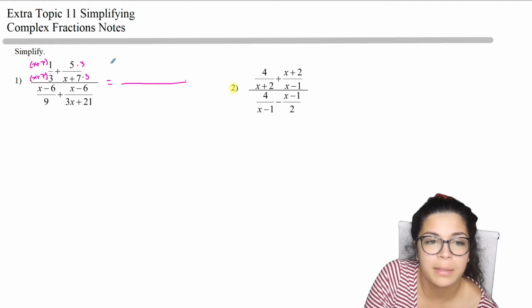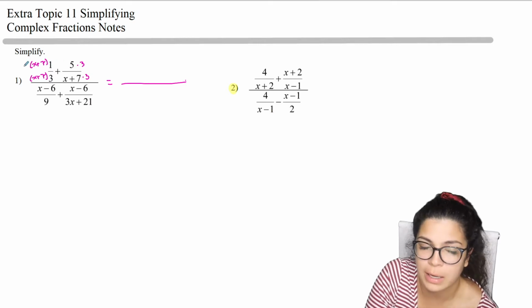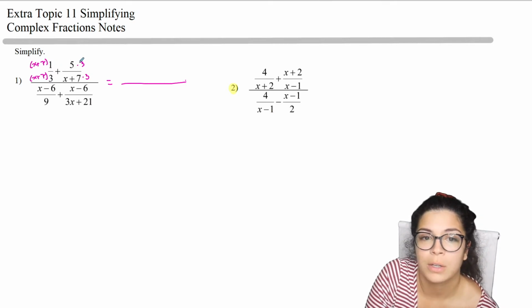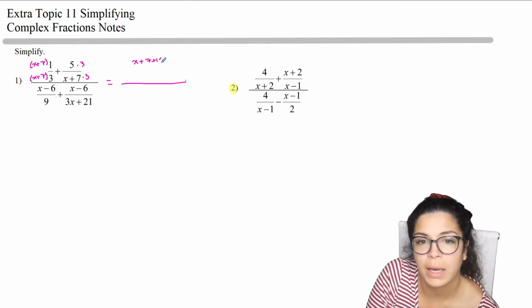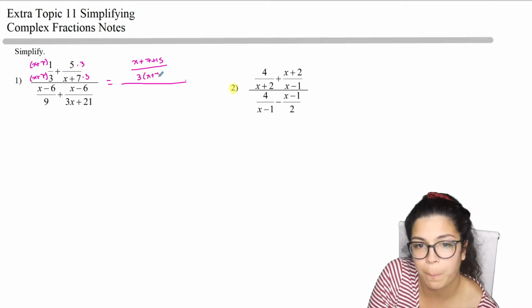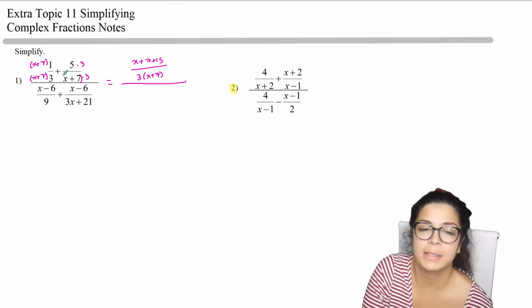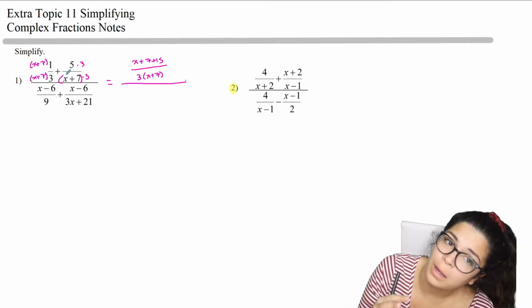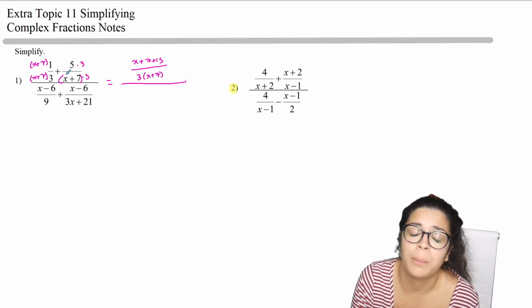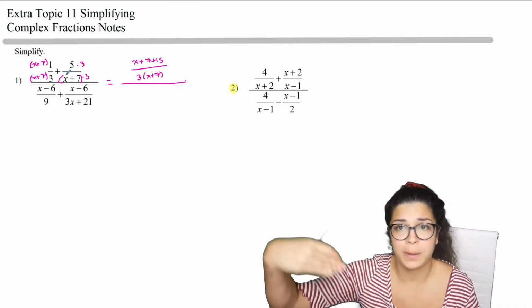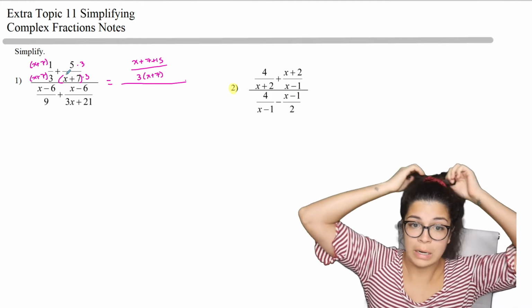So we end up with x plus 7 times 1, which will be x plus 7 plus 15. So the numerator is x plus 7 plus 15, and the fraction denominator will be the same, 3 times x plus 7. Any time that you're multiplying something that has more than one term, make sure that you put it in parentheses, because the multiplication would go to all of the terms, not just one of the terms.